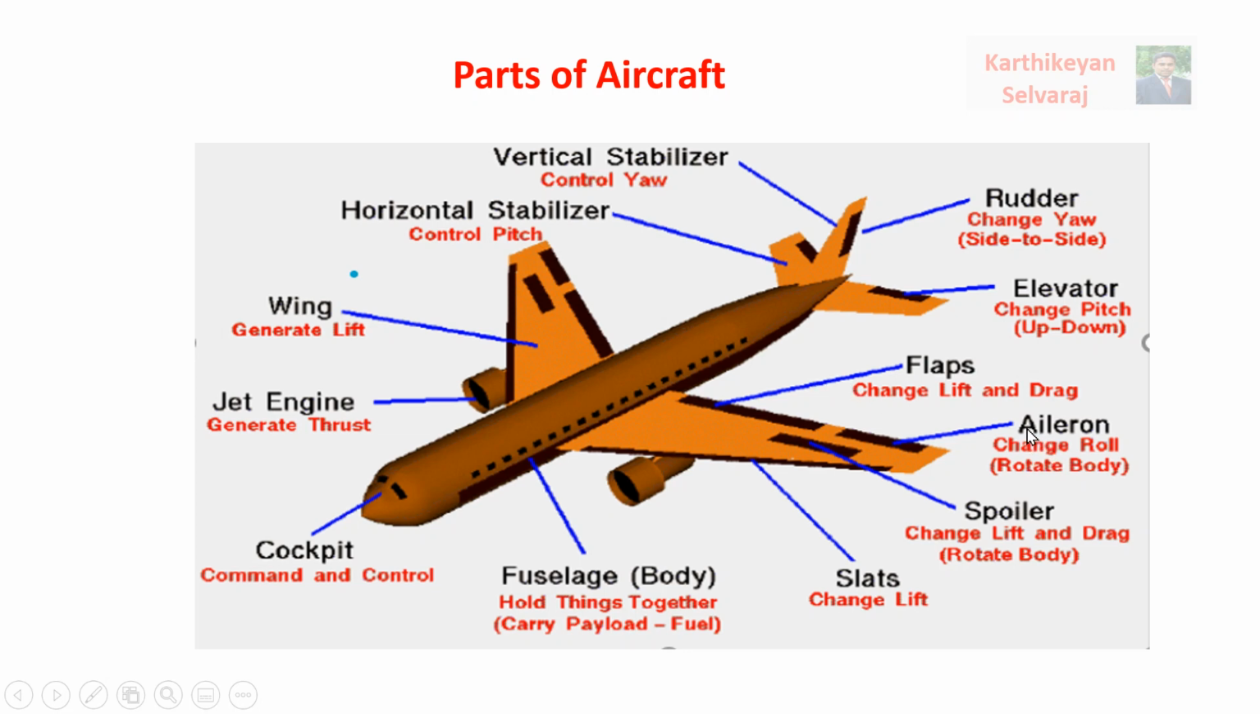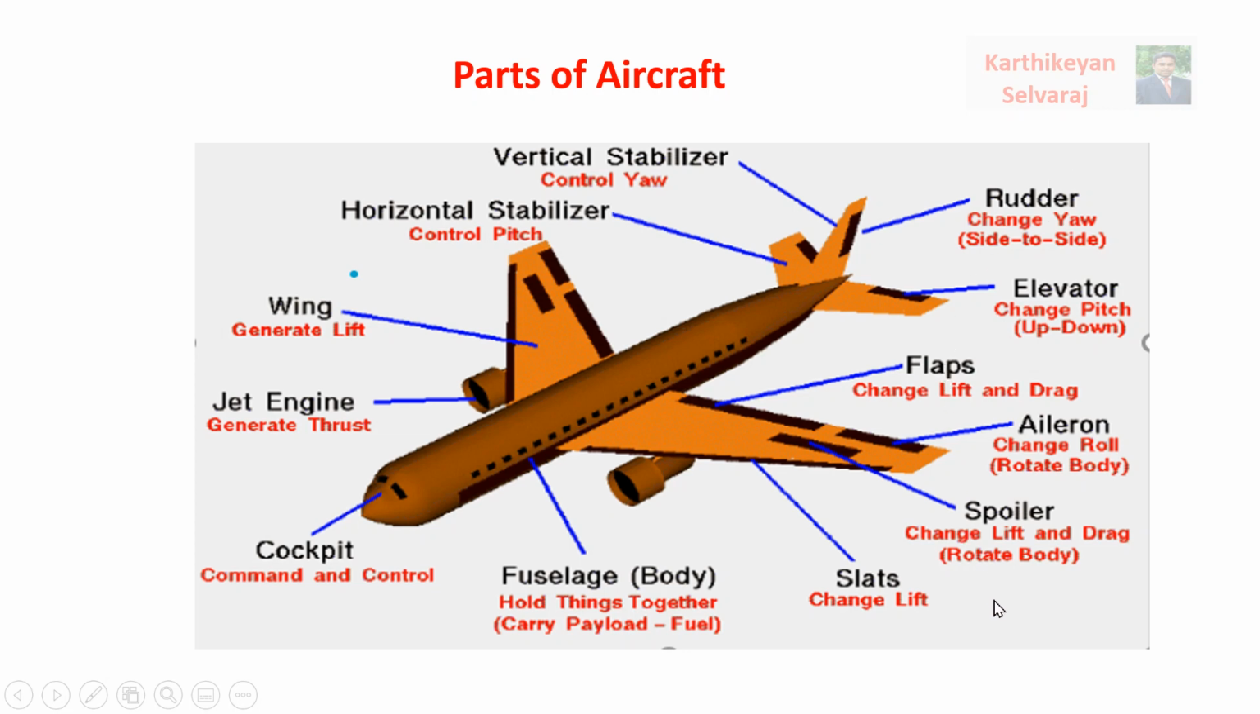So aileron will be helpful to make a rolling action of the aircraft. That is a primary control surface. Again, elevator will be helpful in making a pitching action of the aircraft. That is called a primary control surface. Rudder will be helpful for the yawing motion of the aircraft. That is again called a primary control surface. Okay, rudder, elevator, aileron: these three control surfaces are called primary control surfaces.